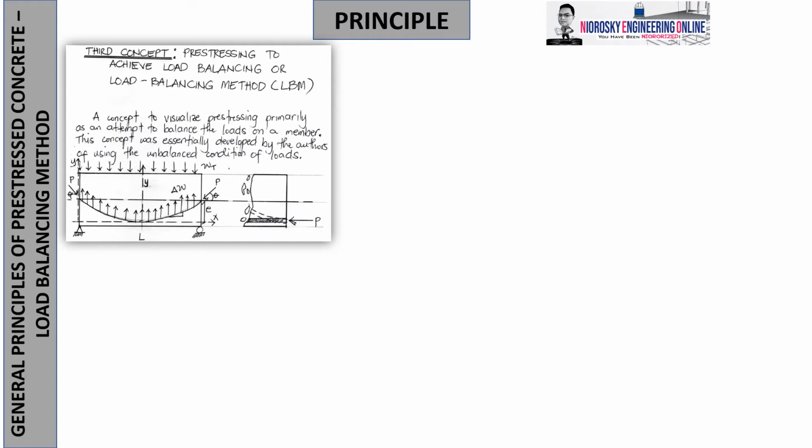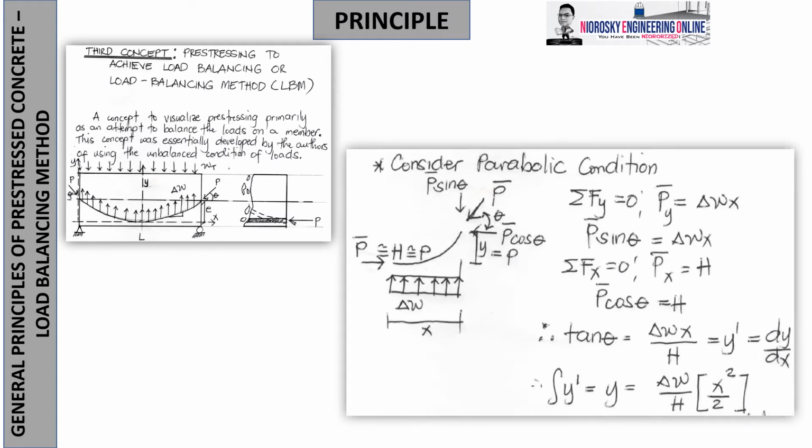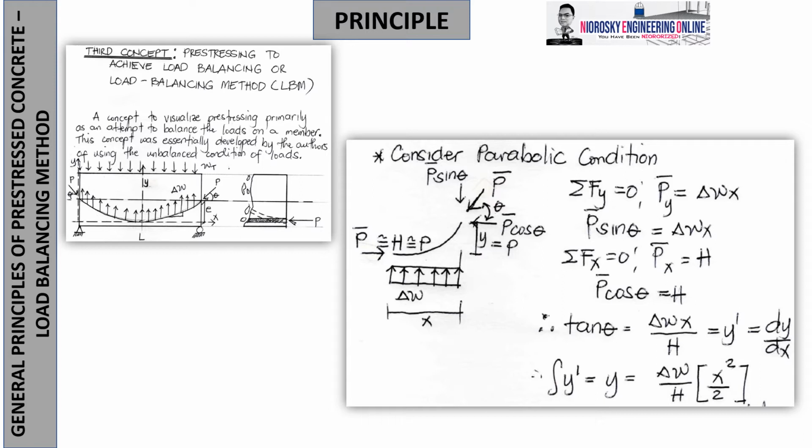As well as the slab, the same will be done. The condition kasi niya is parabolic. What we are going to do is this: pass the cutting plane in the middle, and then get a particular portion, let's say this point, and then try to analyze that will be the figure.